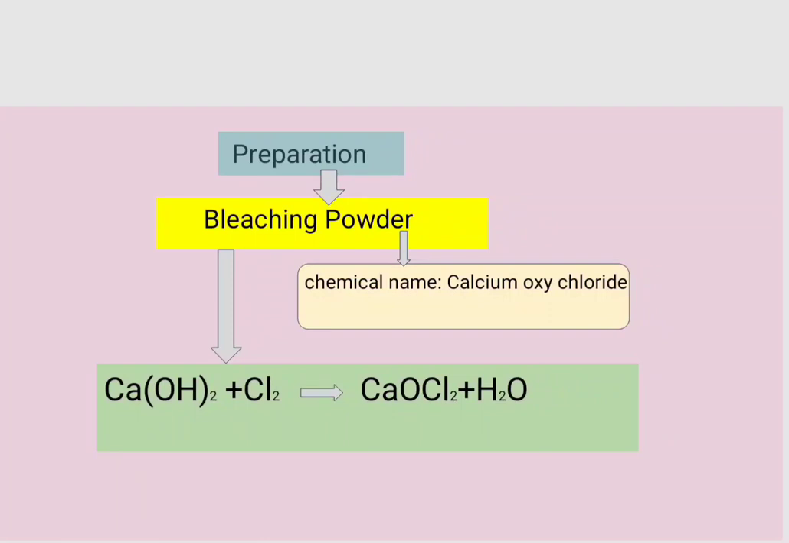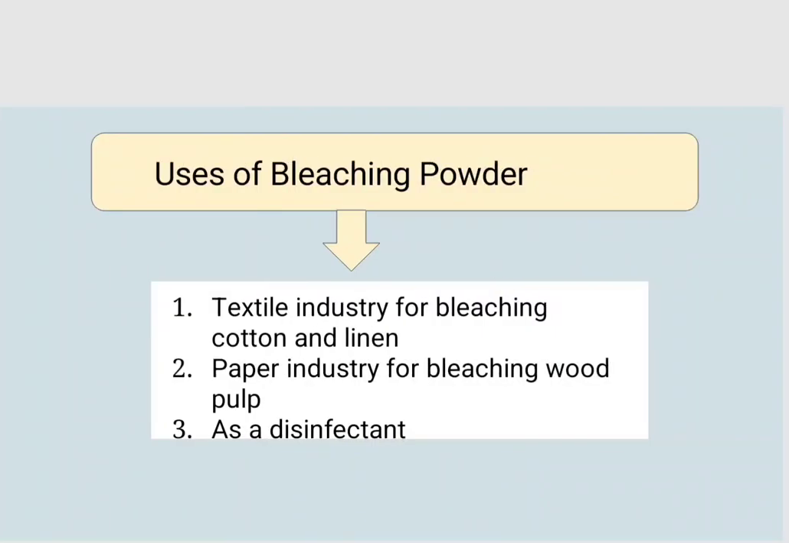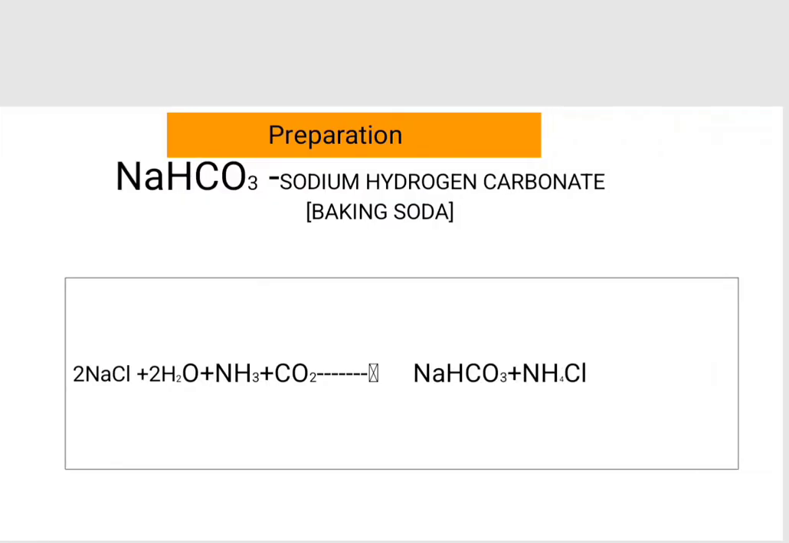Next, second, preparation of bleaching powder. What is the formula of bleaching powder? CaOCl2. Chemical name is calcium oxychloride. Ca(OH)2 plus Cl2 gives CaOCl2, calcium oxychloride, plus water. Uses of bleaching powder: textile industry for bleaching cotton and linen, paper industry for bleaching wood pulp, and we can also use it as a disinfectant.